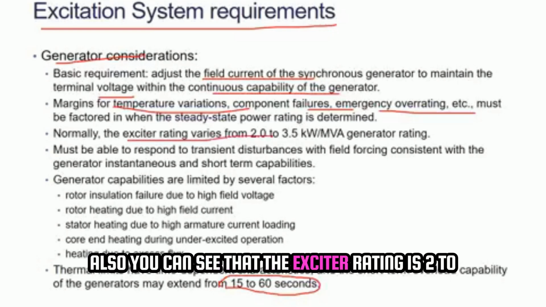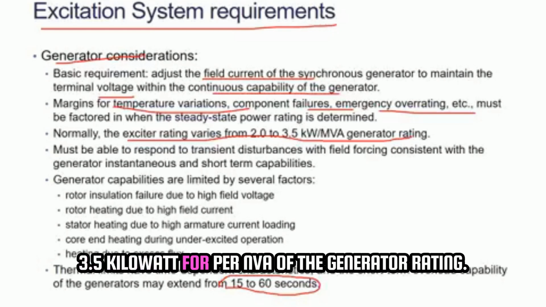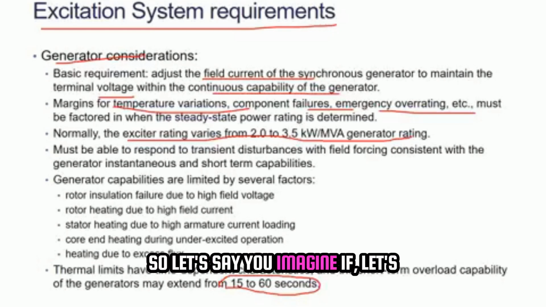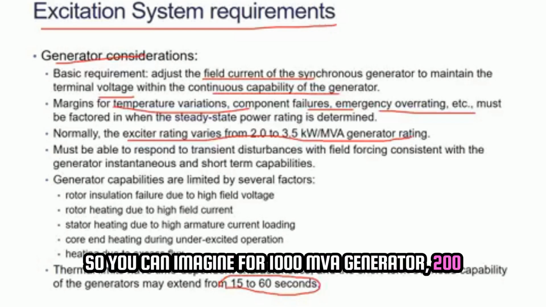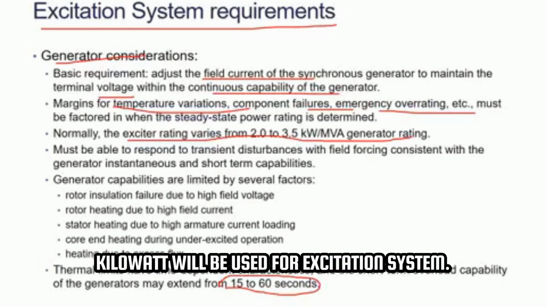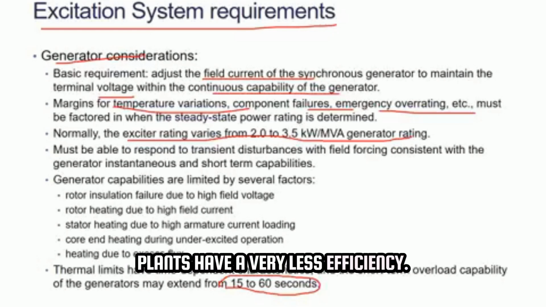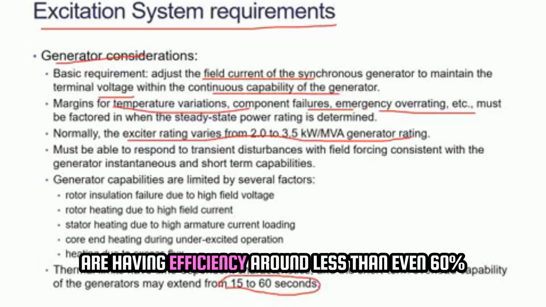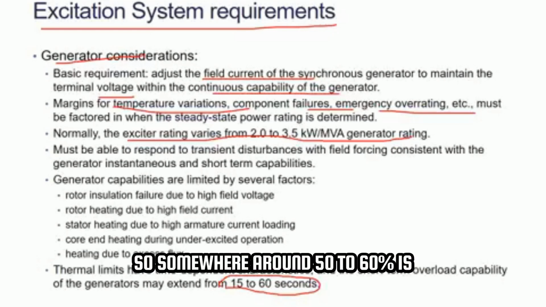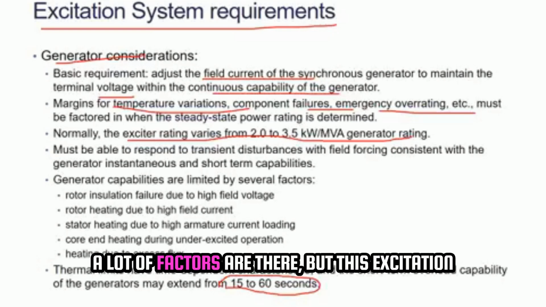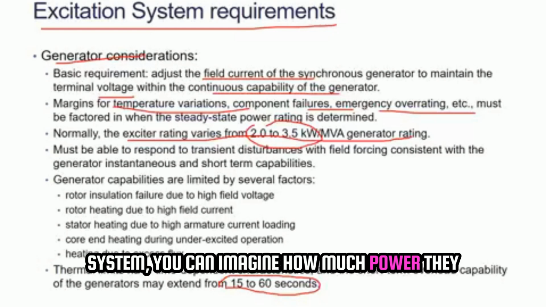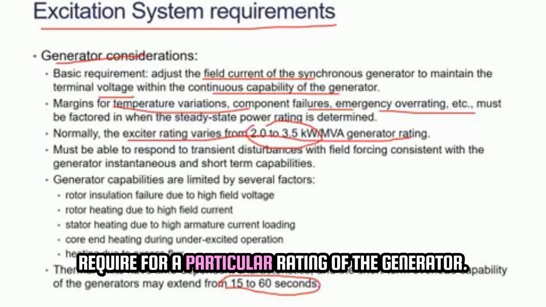Also, the exciter rating is 2 to 3.5 kilowatt per MVA of the generator rating. Imagine a 1000 MVA generator: 200 kilowatt will be used for the excitation system. That's why coal based or thermal power plants generally have very low efficiency. Specifically, coal based power plants have efficiency of even less than 60%, somewhere around 50 to 60%. So you can imagine how inefficient it is. A lot of factors are there, but for this excitation system, you can imagine how much power they require for a particular rating of the generator.